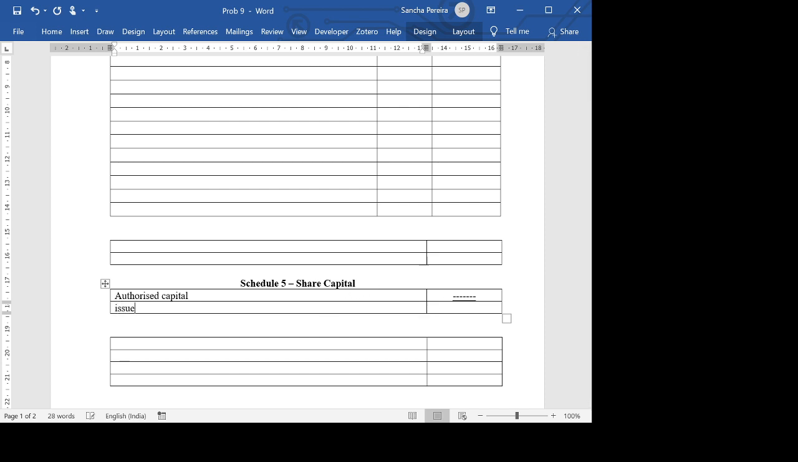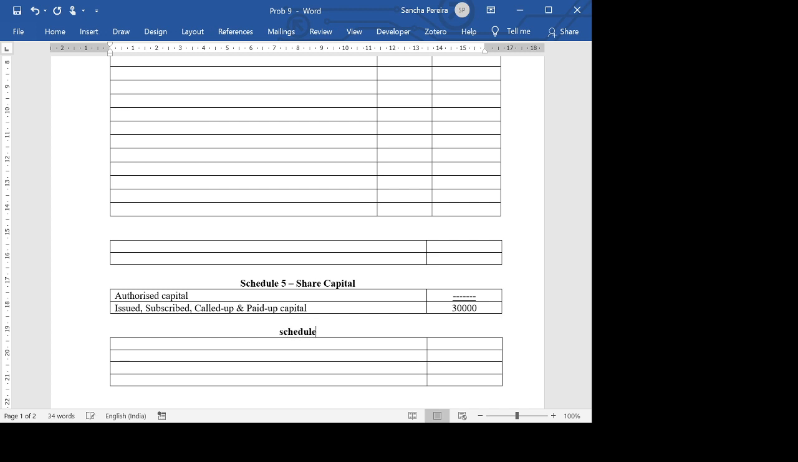Then we have issued, subscribed, called up, and paid up capital. Now they have not told us anything about the shares and nothing of that. They've just said equity share capital 30,000. So I'm just going to write it down. They have not told us how many shares and what's the face value. Nothing has been told. So I'm just going to write it as 30,000.